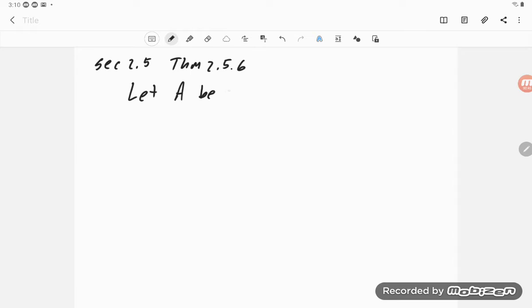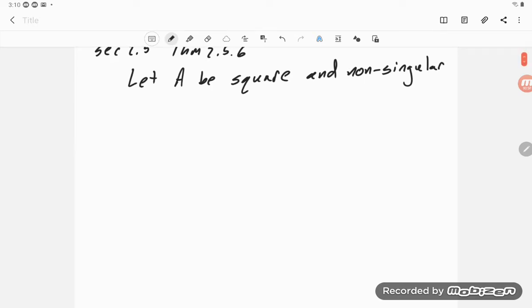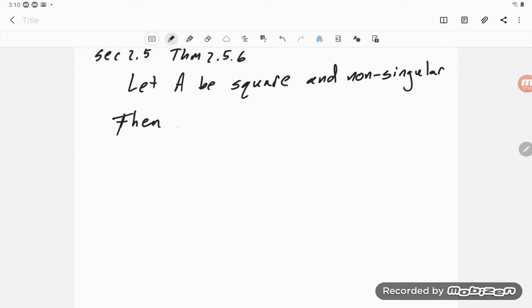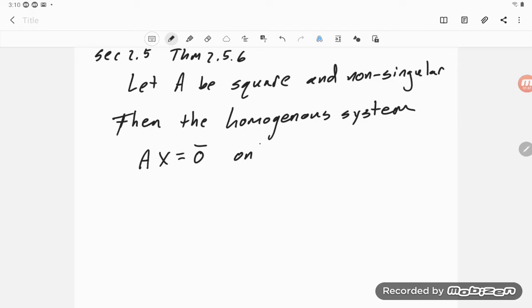let A be square and non-singular. Okay, if that's the case, then the homogeneous system, AX equals 0, only has the trivial solution.